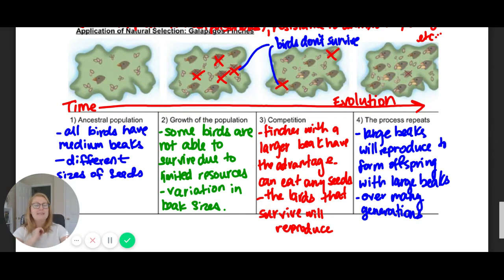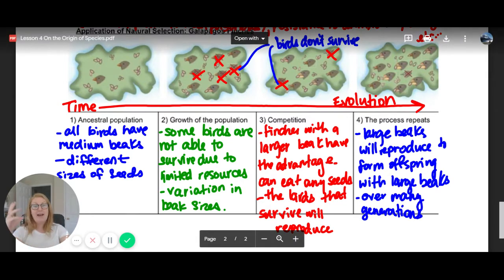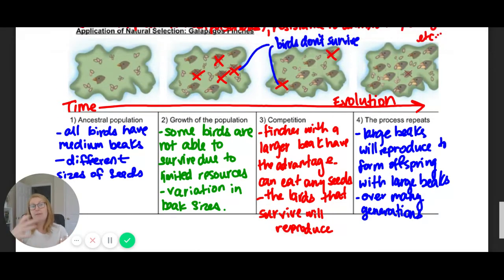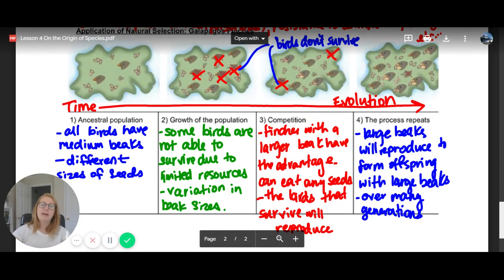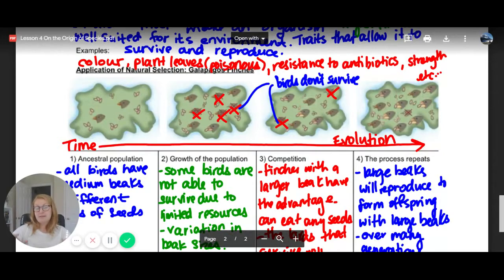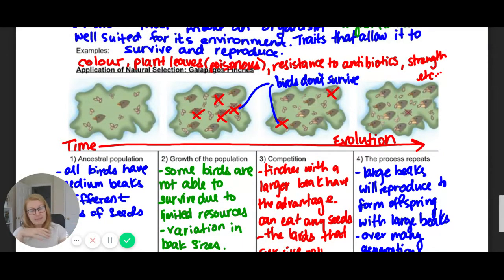Okay, so what we see in number 4, and I've written evolution there, we see a population now at the end, which is again over many, many years, many, many generations. We see that the population actually has a higher frequency of large beaks. That's because in number 3, the larger beak ones were able to survive and reproduce. Therefore, in the next generations that follow that, we're going to see that large beaks continue to increase in frequency.